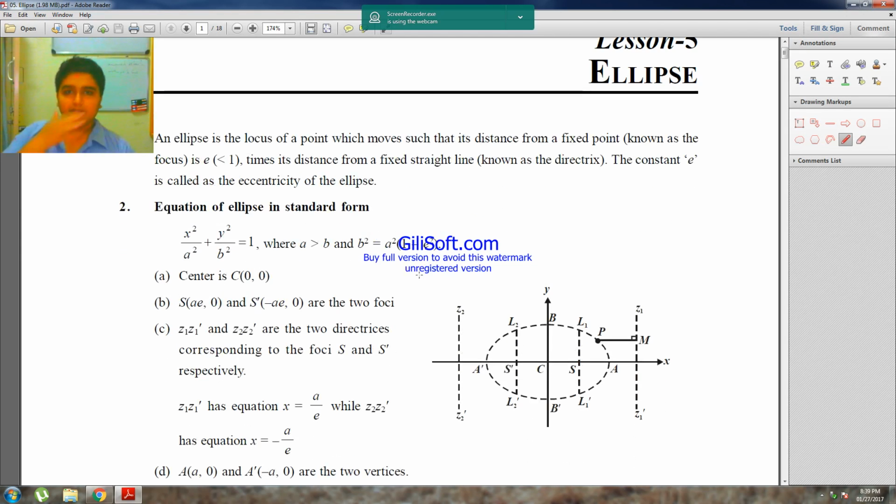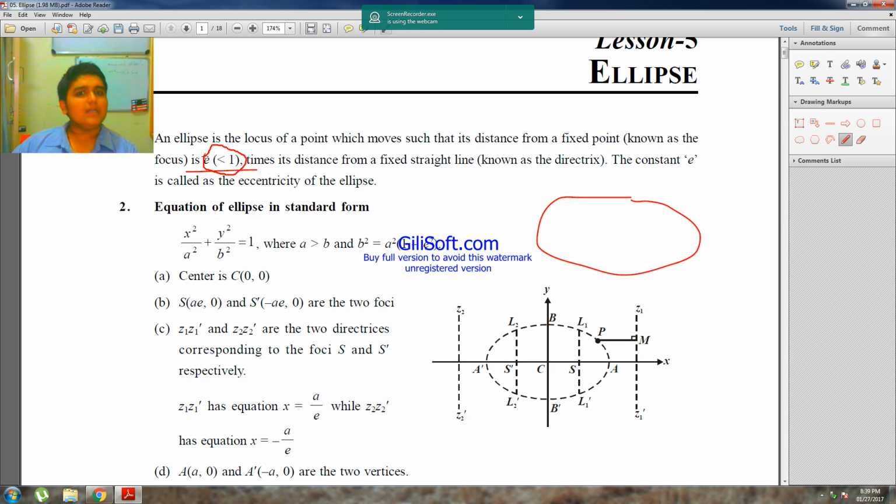Now this is an ellipse. You're supposed to draw it freehand. It looks something like this. I might not be neat, but just look at the basic shape. It's given over here. So an ellipse is a locus of a point which moves such that its distance from a fixed point, known as the focus, and its eccentricity is less than 1.